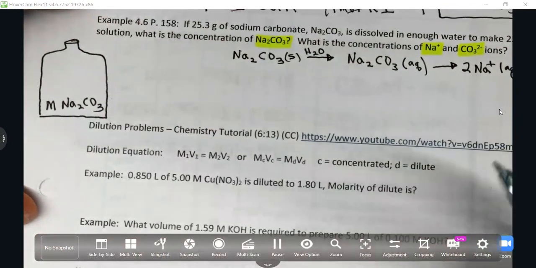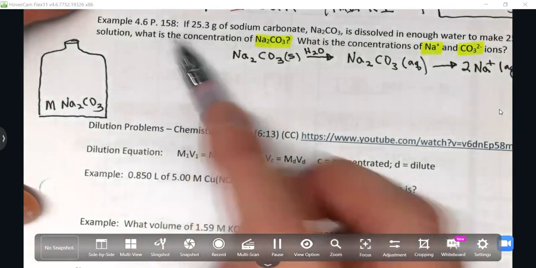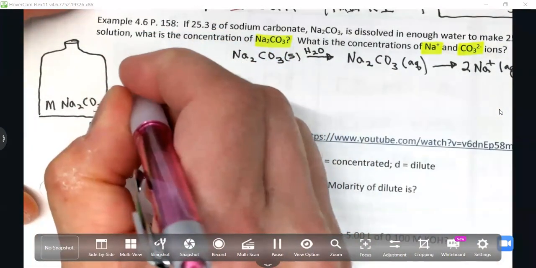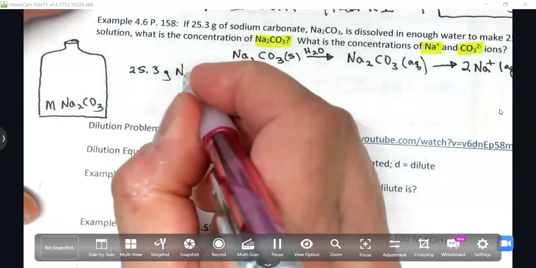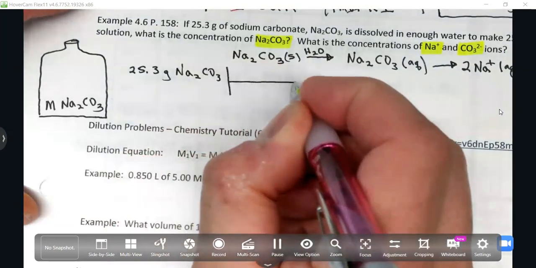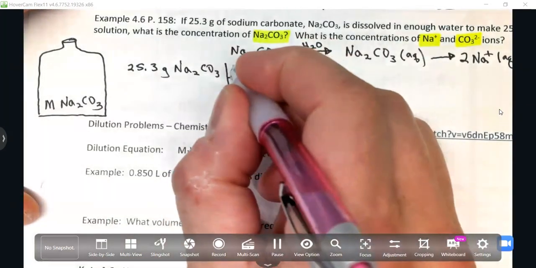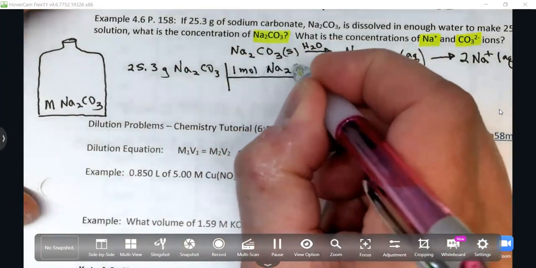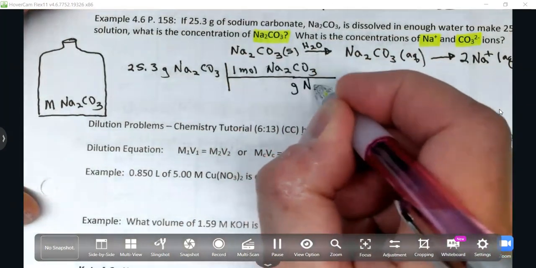So let's see what we get for a concentration. We're going to start out with grams. If you're given grams, convert to moles, and then go from there. So we have 25.3 grams of sodium carbonate. One mole of sodium carbonate, grams.